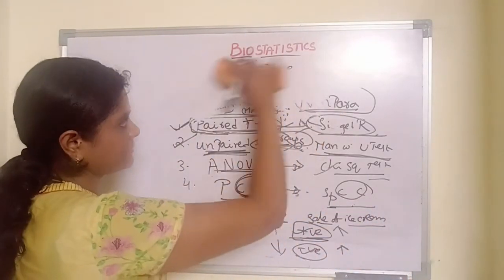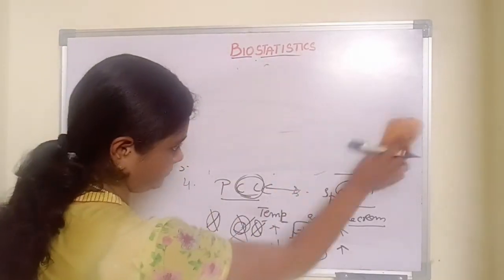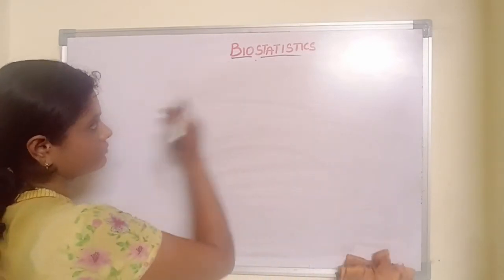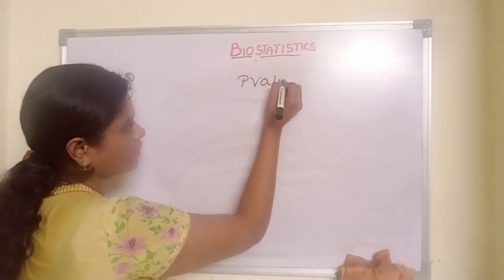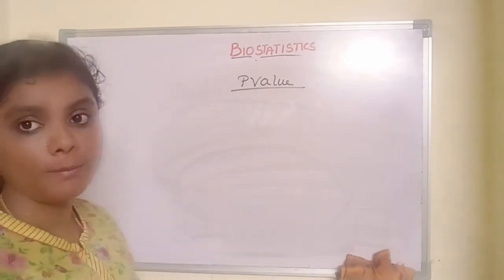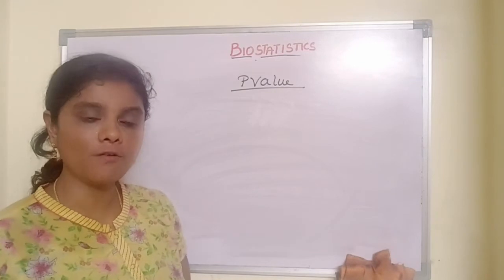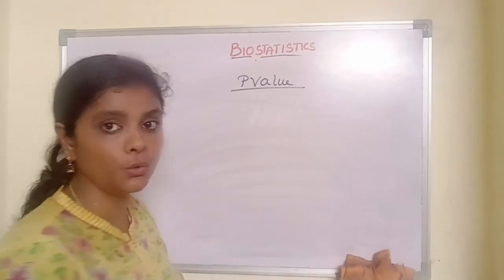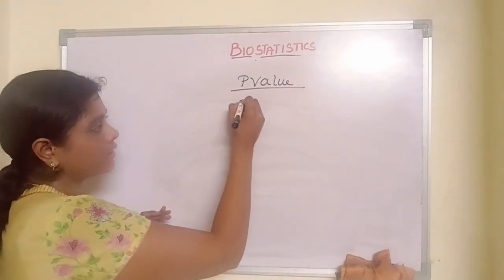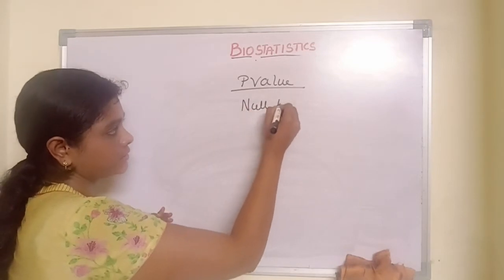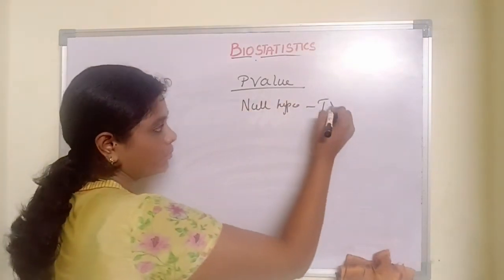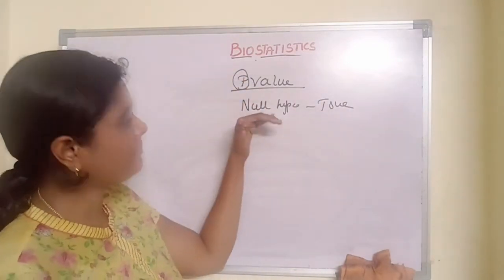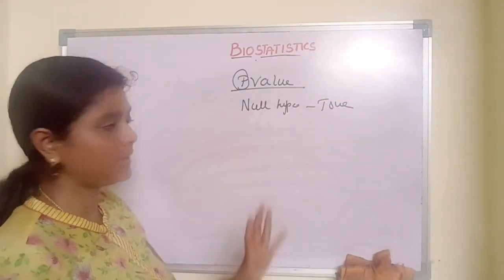Now coming to the last aspect of the lecture, that is p-value. So probability value: the probability of the null hypothesis proving to be correct or true is what is p-value. What is the probability of the null hypothesis being true is what p-value basically is.